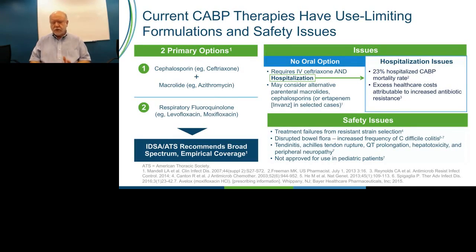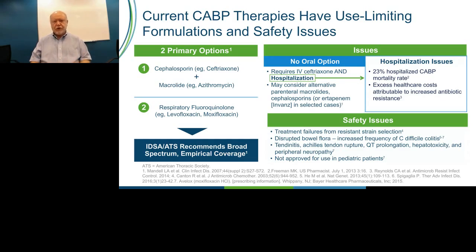So what are the issues currently with treating community-acquired bacterial pneumonia? You can see here that I've described the primary options, cephalosporins with a macrolide or respiratory fluoroquinolone, and then some of the issues that you can see here. Some drugs don't have an oral option, even though they're a very potent IV. And it may be that some of the macrolides that are used just have gaps in their spectrum that you would be concerned about. Equally, some of the other antibiotics have an adverse event profile that is less than optimal.